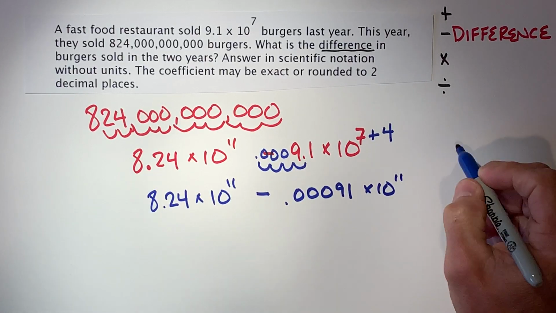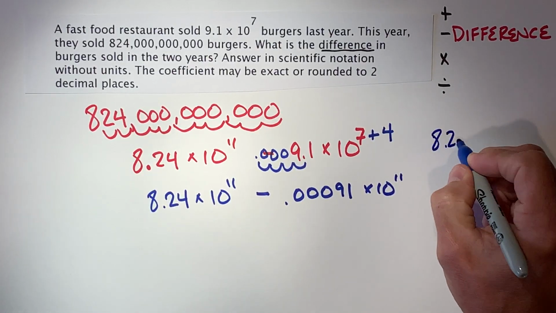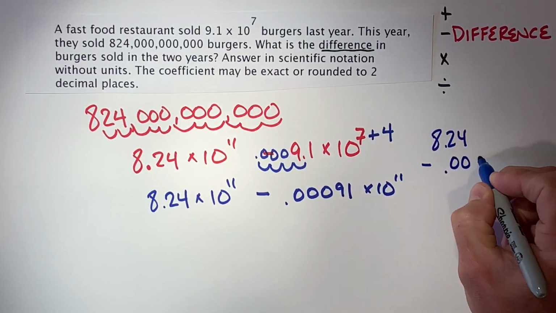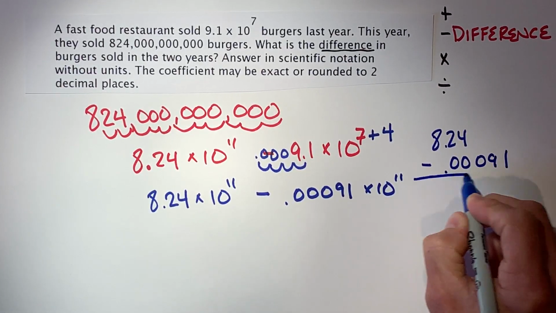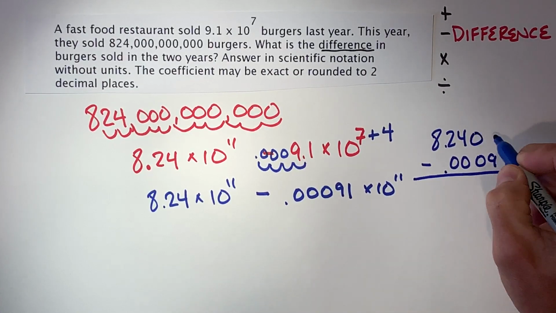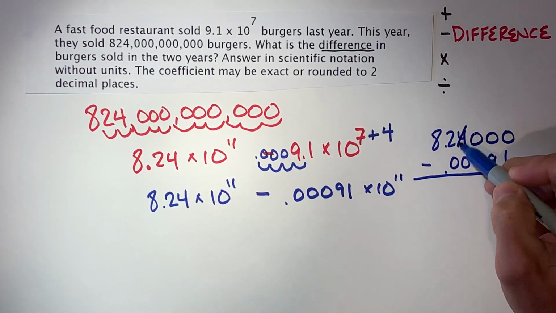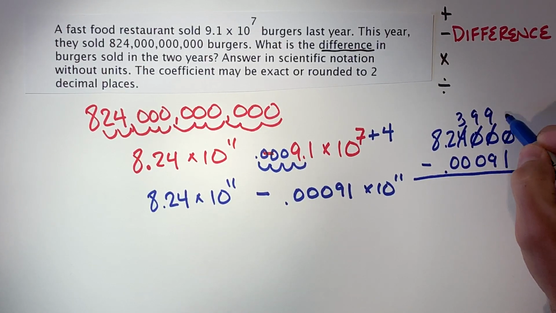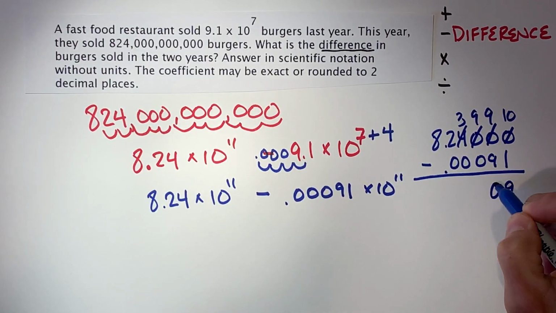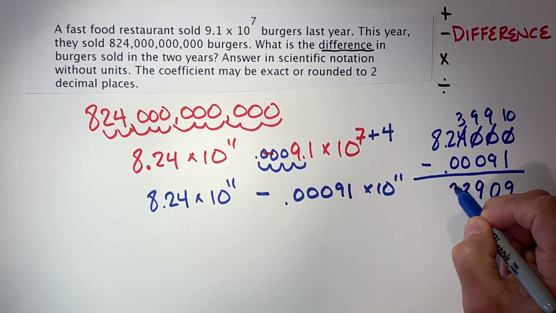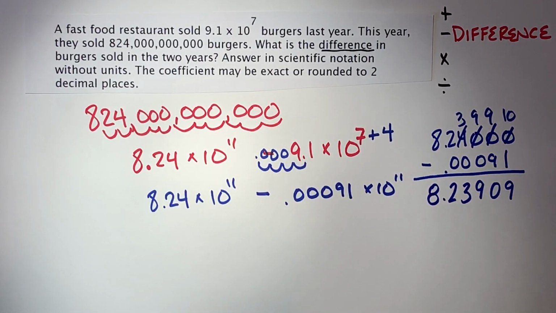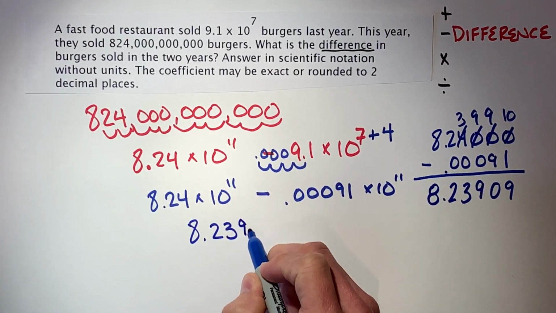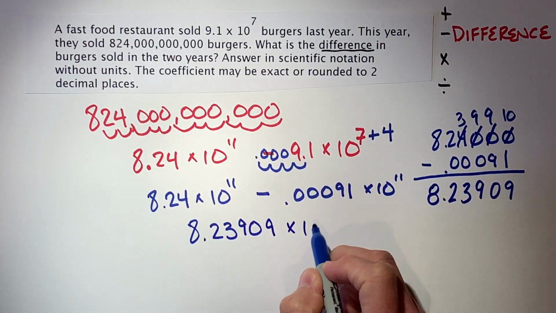I'm going to subtract off to the side here. 8.24 minus, line up my decimals, 0.00091. And if you're doing this by hand, you're going to have to throw some placeholders in there. You're going to have to do some borrowing and some subtracting. Nothing that's too difficult. I have 8.23909 times 10 to the 11th.